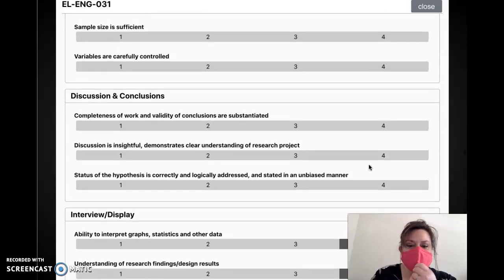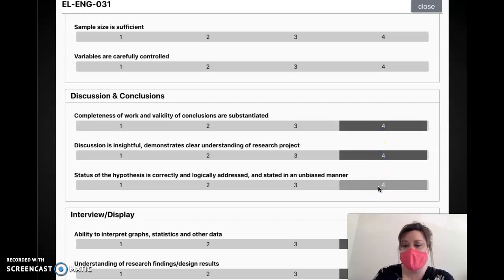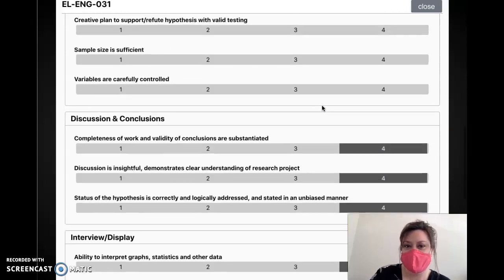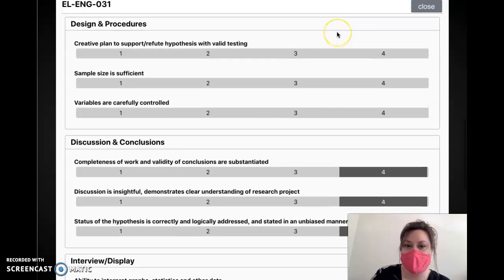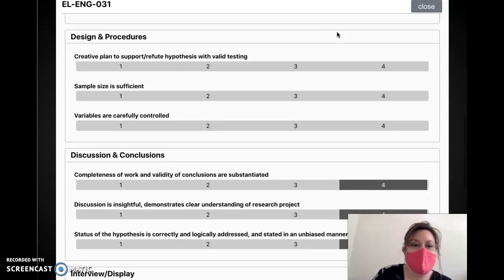When they're doing their discussion and conclusion, we want to make sure that they're making a judgment based on enough data and how complete their work is. Also that they understand their project. You can tell that they had a large role in it, that somebody didn't do it for them. It's okay for adults to help students with projects as long as the students also understand the project in fullness.